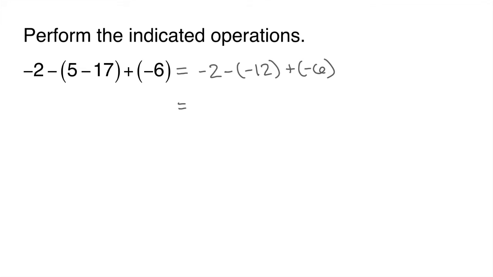Let's first rewrite that first subtraction as addition using the definition of subtraction. We have -2 minus -12, which is -2 plus +12, plus -6. Now we add. We'll begin with the first two terms. -2 plus 12 is 10, so we have 10 plus -6, which is equal to 4.